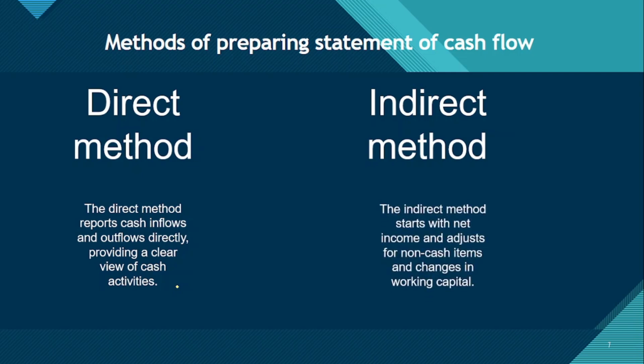But the indirect method starts with net income and adjusts for non-cash items and changes in working capital. It takes the net income and adjusts the non-cash items like depreciation and amortization; all these non-cash expenses are added to net income. It also adjusts the changes in working capital, meaning the changes in accounts payable and accounts receivable. All these are adjusted to net income. So this is the indirect method of preparing the statement of cash flow.